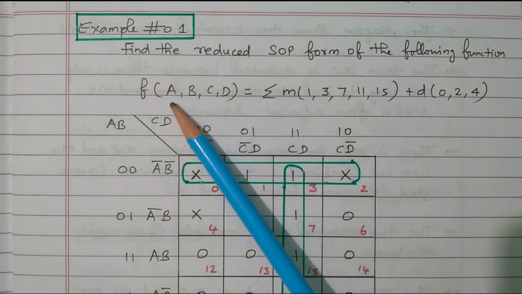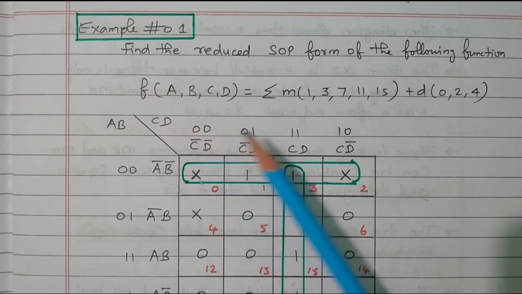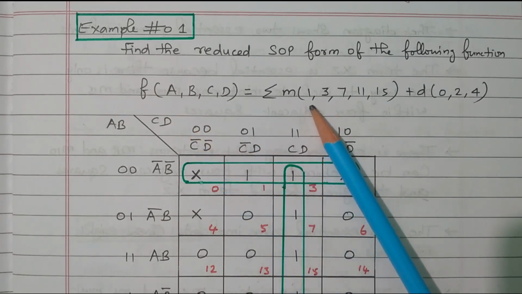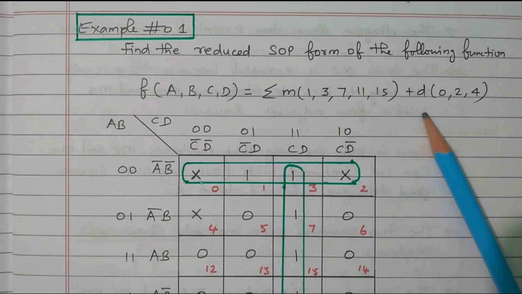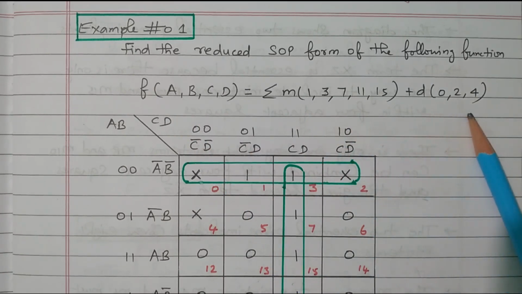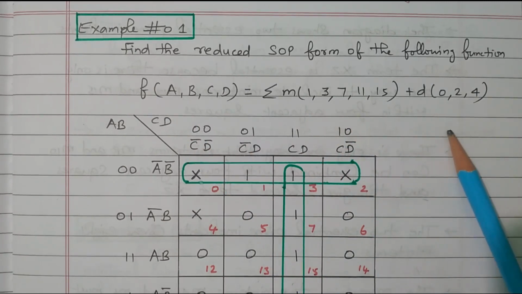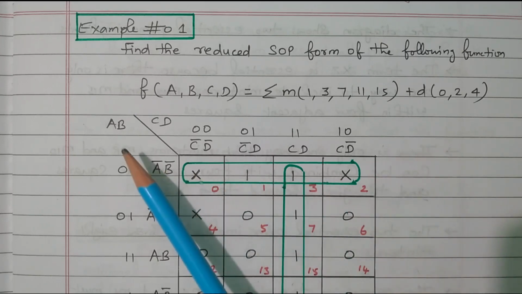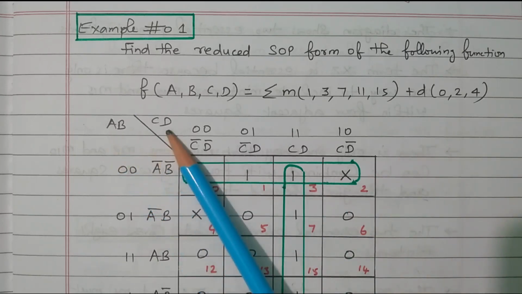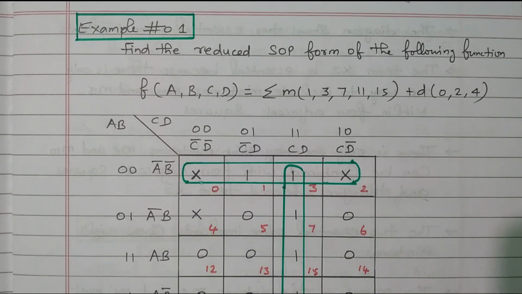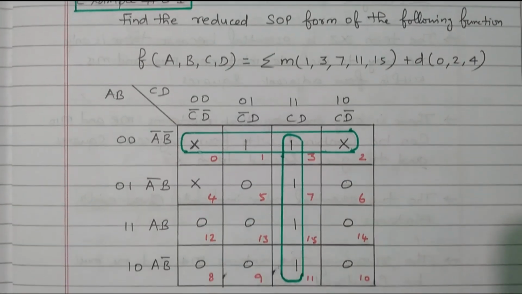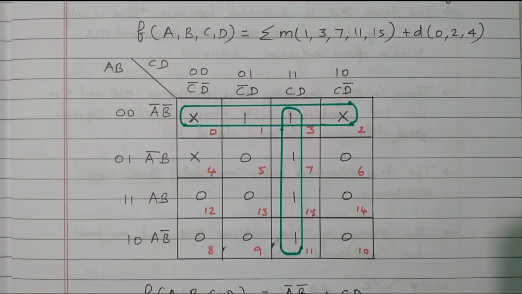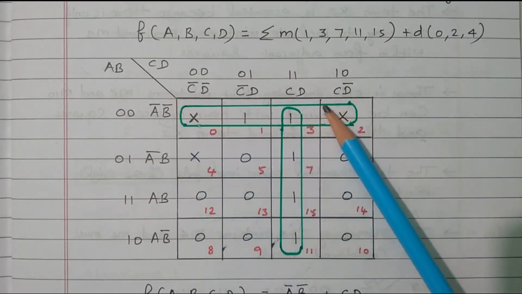So there are 4 variables. So we need to construct the 4 variable K map A, B, C, D. There are 5 minterms and 3 don't care conditions available. Now we'll construct the 4 variable K map. The 4 variables are A, B, C, D. A, B is represented in a vertical manner. C, D is represented in a horizontal manner.